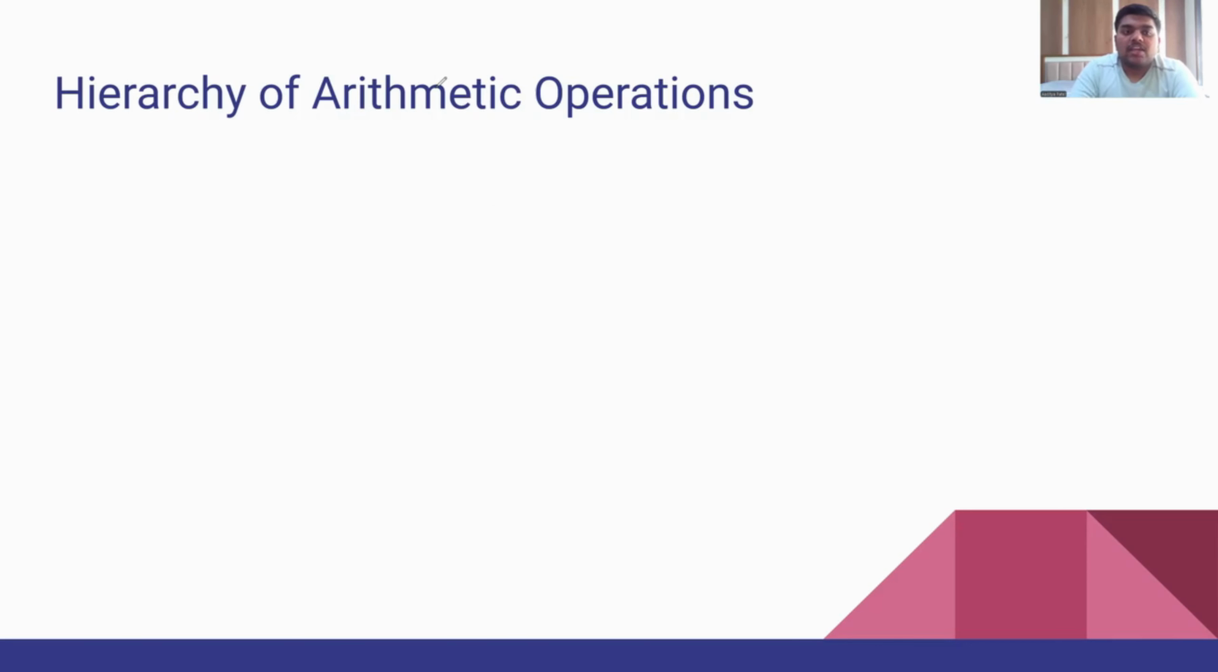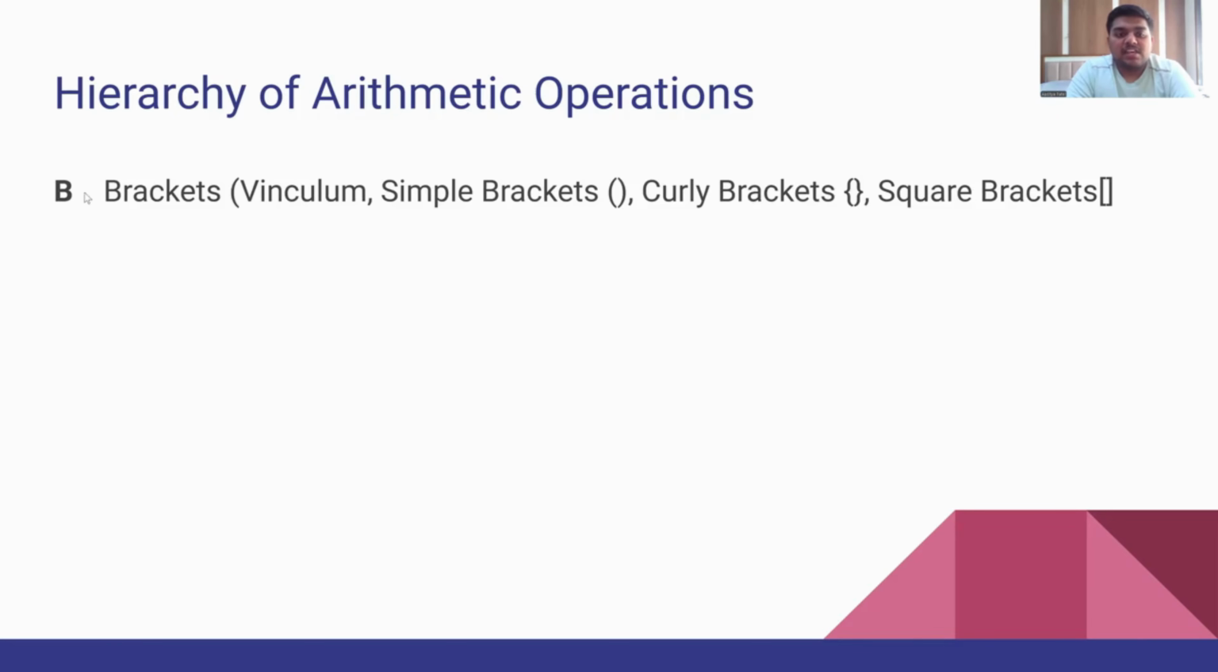So in the case of hierarchy of arithmetic operations, we will be considering 6 operations. And the rule is called BODMAS, wherein B stands for brackets. There are 4 types of brackets basically: vinculum, simple brackets, curly brackets, and square brackets.